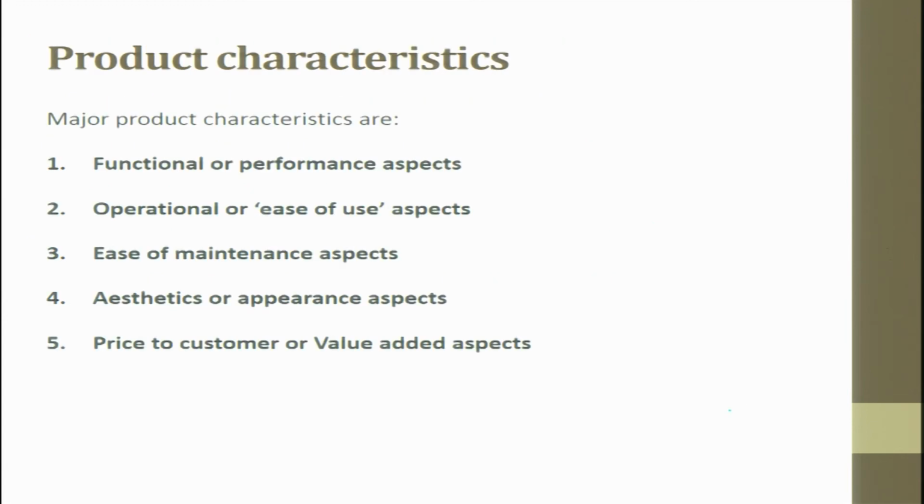The major product characteristics are the functional or performance aspect. Major product characteristics: the operational or ease of use aspect.